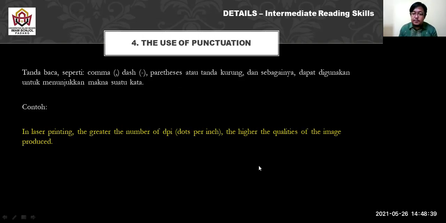Selanjutnya, the use of punctuation. Tanda baca seperti koma, dash, parenthesis, so tanda kurung, dan sebagainya dapat digunakan untuk menunjukkan makna suatu kata seperti ini. In laser printing, the greater the number of DPI, dots per inch, the higher the quality of the image produced. Berarti penggunaan kata dots per inch ini berfungsi menunjukkan makna dari DPI. Nah ini dots per inch ini adalah kepanjangan dari DPI. So DPI is abbreviation. Ini contohnya.